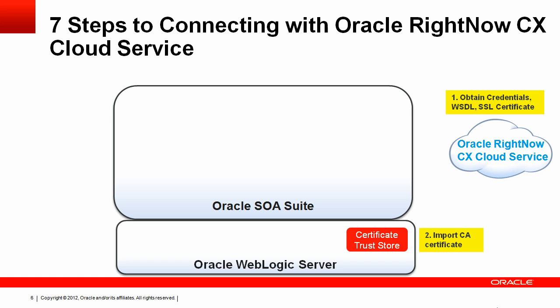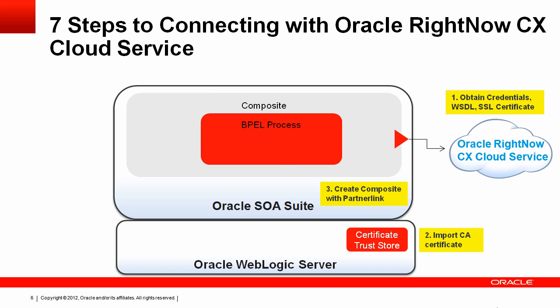Step two is to import the CA SSL certificate to the WebLogic Server CA Trust Store. This allows our web service client to trust the RightNow server and enable secure HTTPS connections. Step three is to create a new SOA composite with a partner link to reference the RightNow web service WSDL.